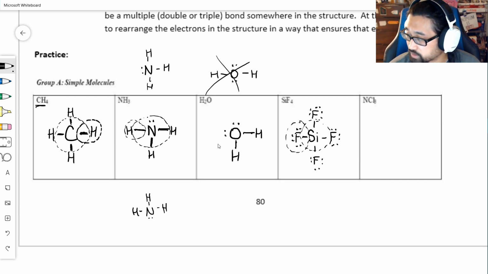Similar thing will happen down here with NCl3. N has 5. This was Cl, and I apologize if you had trouble figuring out that was Cl versus Cl3.